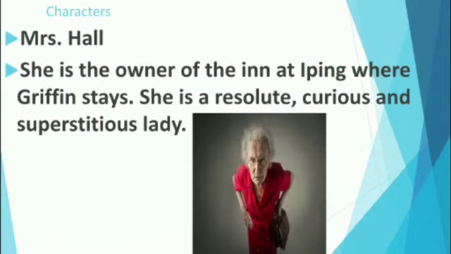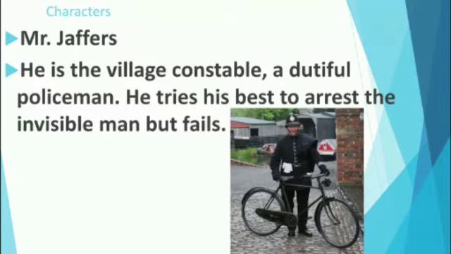Mrs. Hall. She is the owner of the inn at Iping where Griffin stays. She is a resolute, curious and superstitious lady. Mr. Jaffers. He is the village constable, a dutiful policeman. He tries his best to arrest the invisible man but fails.